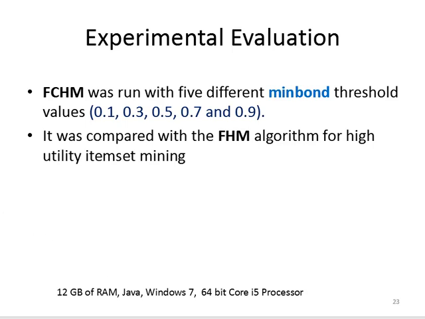So in this experiment, we run the FCHM algorithm with different minbound threshold values to find the more or less correlated patterns. And we compare the algorithm with FHM, which finds all the high utility itemsets, not just those that are correlated. So FHM will always find more patterns than our new algorithm FCHM. Why FCHM? It is for fast correlated high utility itemset mining. That's the name. So let me show you some results.